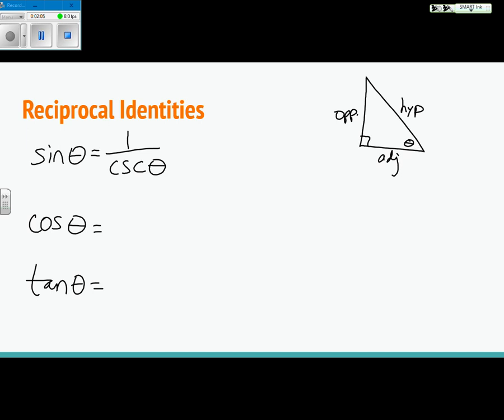So cosine was adjacent over hypotenuse. Was there one of my trig functions that I could write as hypotenuse over adjacent?